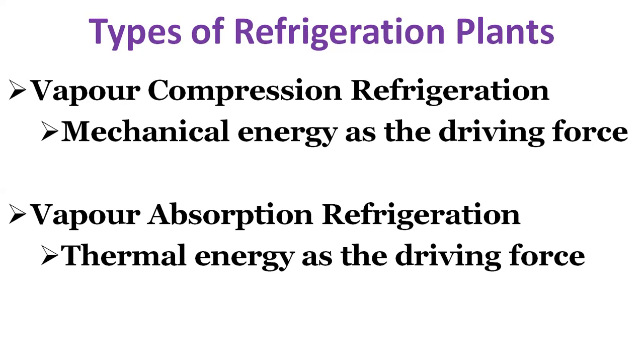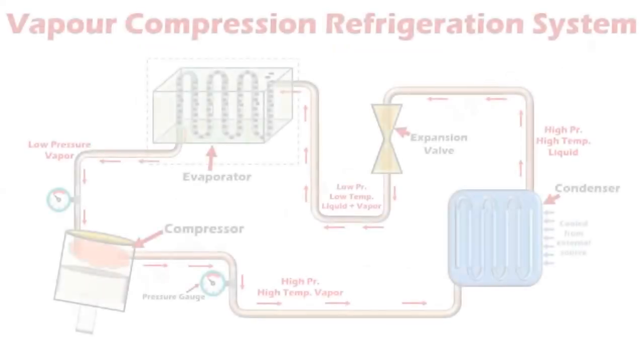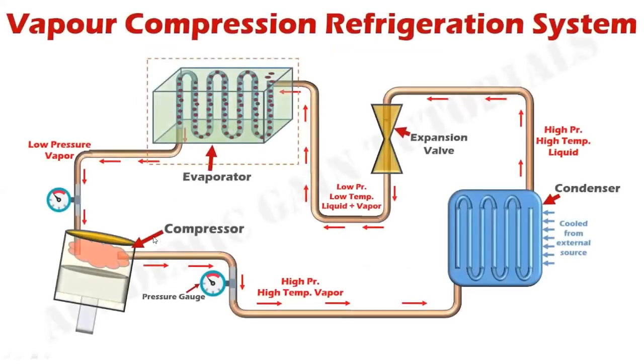Let's understand the vapor compression refrigeration system. We have the condenser, evaporator, compressor, expansion valve, and condenser here. Heat flows naturally from a hotter to colder body. In a refrigeration system, the opposite must occur. That is, heat flows from a colder to hotter body.